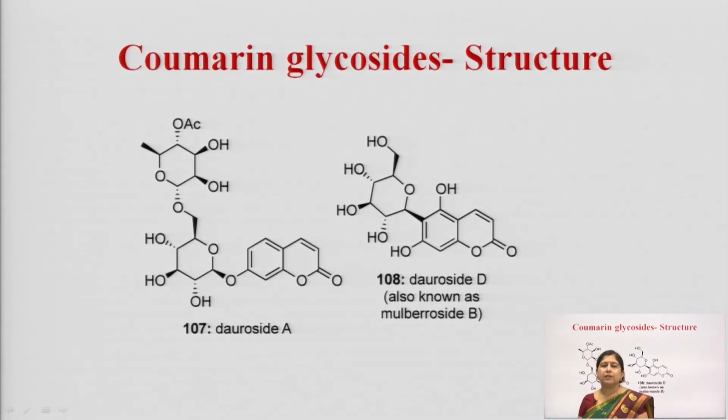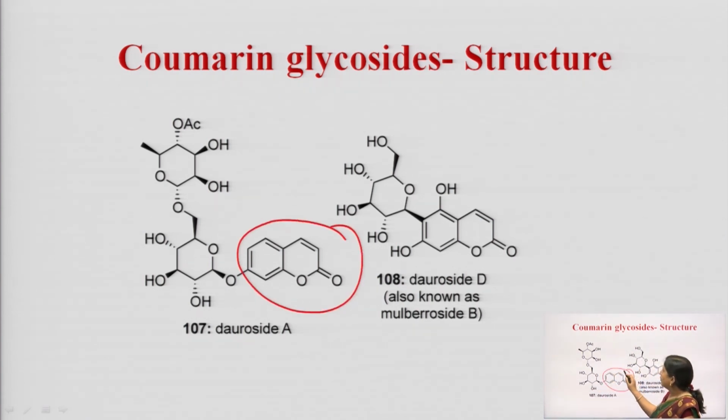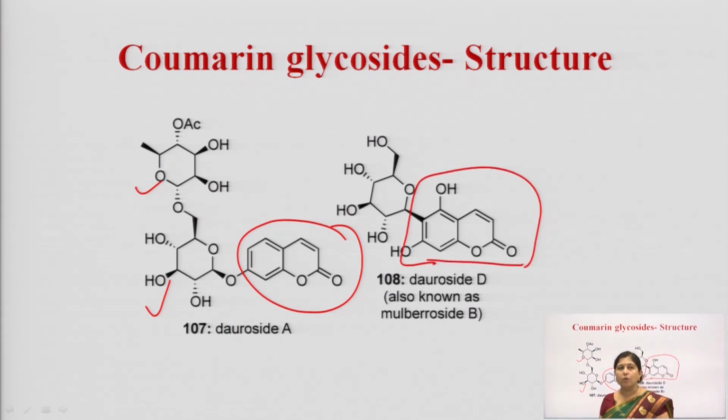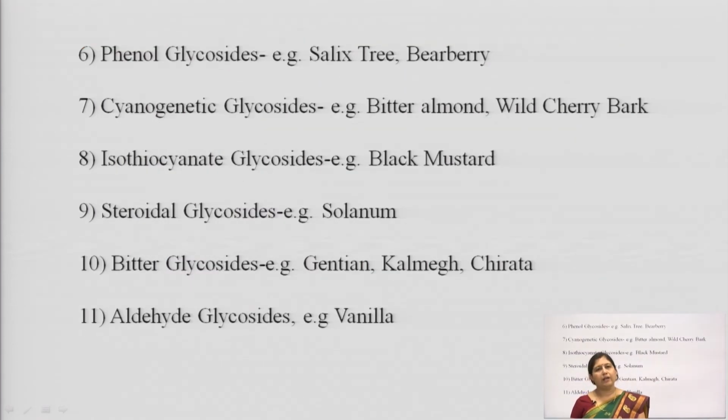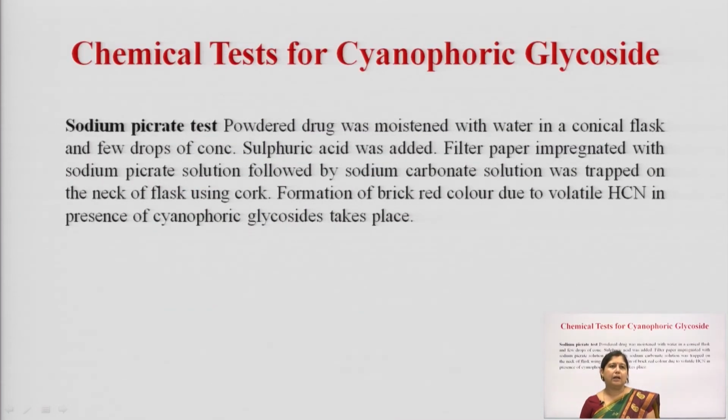These are a few more examples. This is the basic ring structure of a furanocoumarin, and these are the sugar moieties which are attached. This is the basic ring structure of a coumarin. It is tested using the FeCl3 test, where the alcoholic extract is mixed with FeCl3, and it leads to the formation of a deep green color, which turns yellow on addition of concentrated HNO3. In the fluorescence test, we take the extract, add one normal NaOH, and after that a blue green color is developed. There are a few more glycosides, like the phenol glycosides, cyanogenetic glycosides, isothiocyanate glycosides, steroidal glycosides, bitter glycosides and aldehyde glycosides.